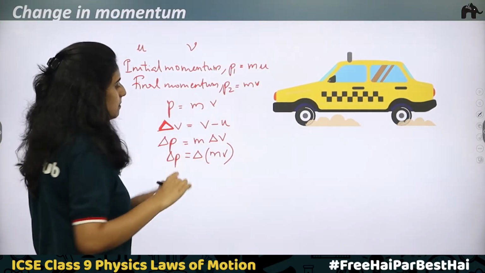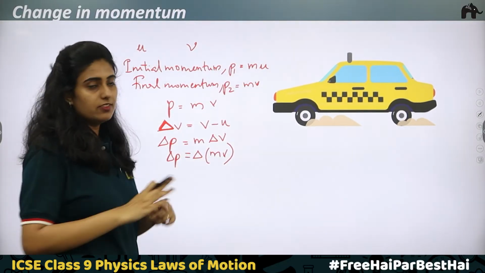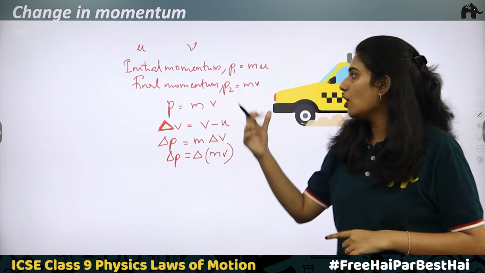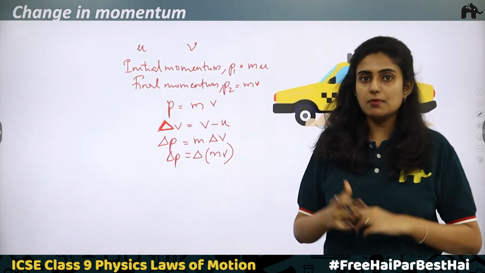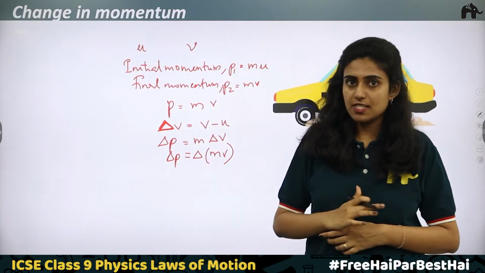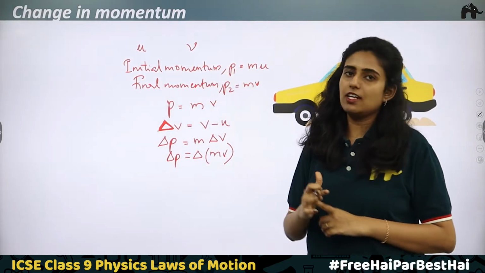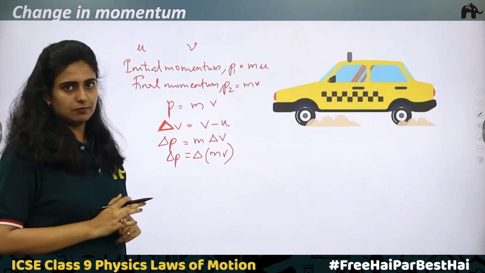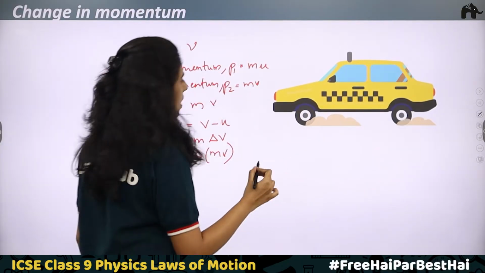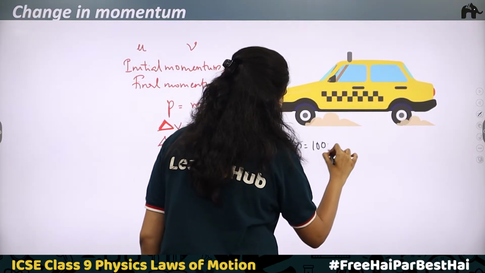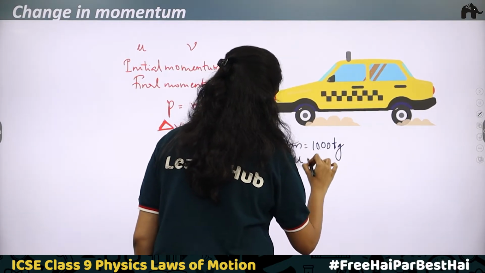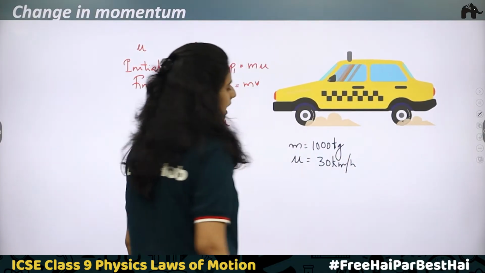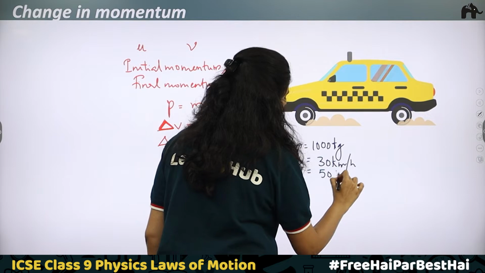Change in momentum depends on change in mass and change in velocity. If there is a change in mass, then there will be delta m as well. So how do you get the change in momentum? Initial momentum and final momentum are considered. Subtracting the initial momentum from the final momentum, you will get the change in momentum, which is equal to m delta v. Let us consider a case where mass m is equal to 1000 kilogram. Initially, the velocity is 30 km per hour and the final velocity is 50 km per hour.